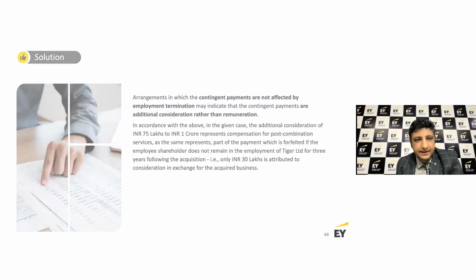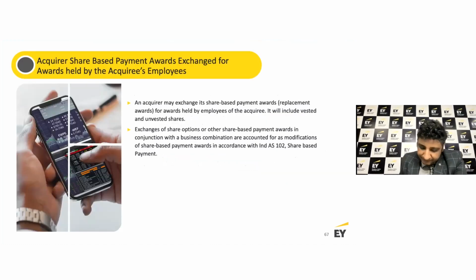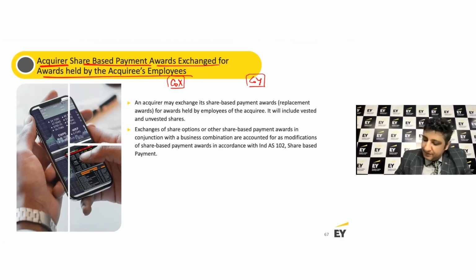Okay. Let's have a look at another concept. We say that acquirer's share based payment awards exchange for awards held by acquiree's employees. Now, what does it mean? It means that, for example, there is a company X, right, and there's a company Y, right? We used this context when we were explaining the concept of contingent payments, right? So let us say this company already had an ESOP plan in place. Okay. And let's say this was for 4 years, right?